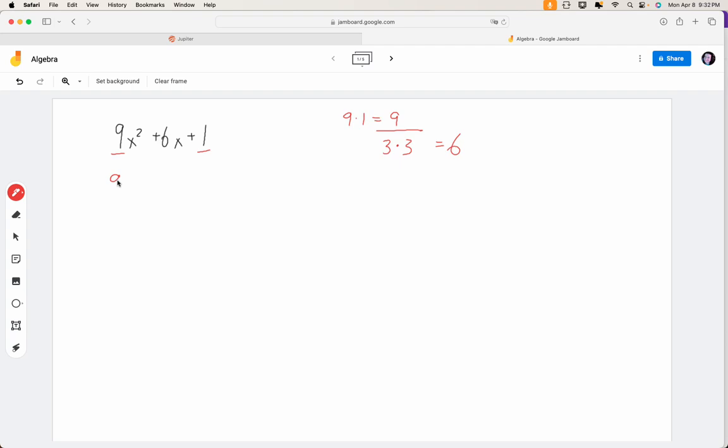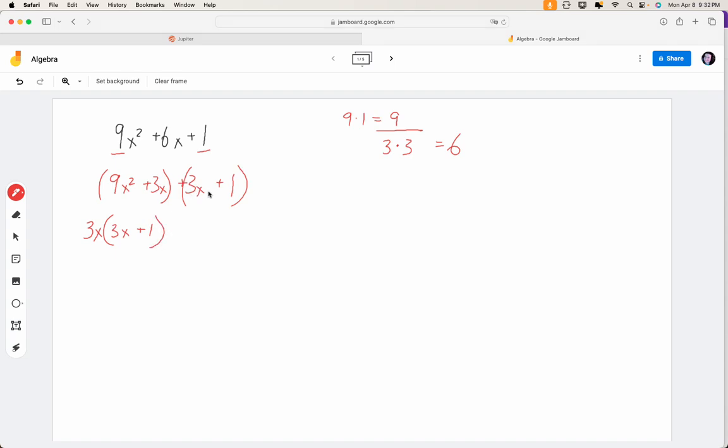So this becomes 9x squared plus 3x plus 3x plus 1. The value remains the same because when we add 3x and 3x together, we get 6x. So the value of this expression has not changed. We just split it up so we can factor it. So I see here that I can pull 3x from these two. So I'm going to get 3x times 3x plus 1.